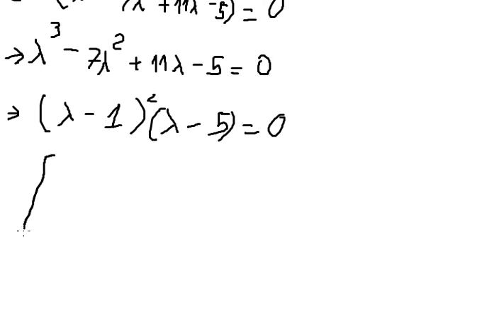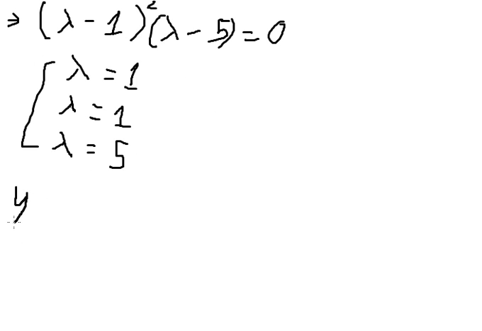So this one, we have lambda minus 1 square. That means we have two solutions, but they are the same solution. That's number 1. And the last one, lambda equals number 5.